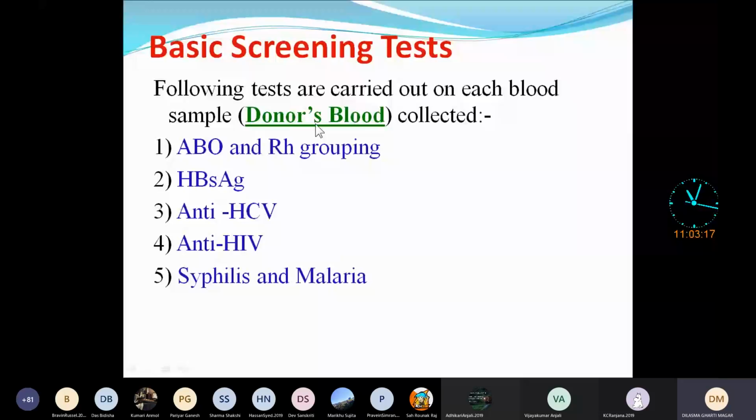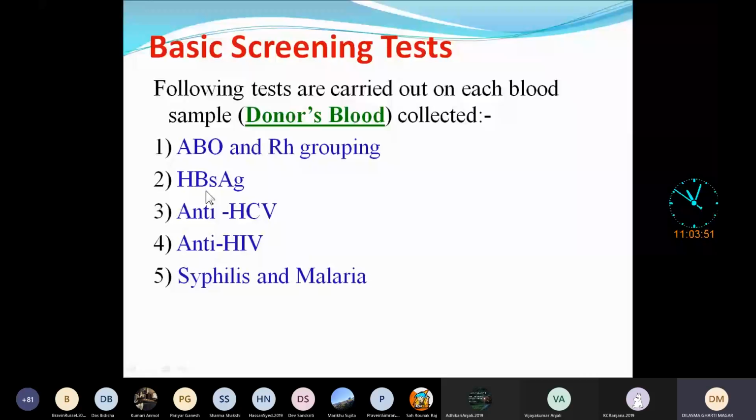In the donor's blood, ABO and then Rh grouping is done. So we have to know which blood group it is, whether it is A positive, B positive, or AB. On that donor's blood, we also have to do the HBsAg. Understood here? HBsAg is done for which purpose? Tell, anyone? Okay, it is done for the hepatitis B virus.